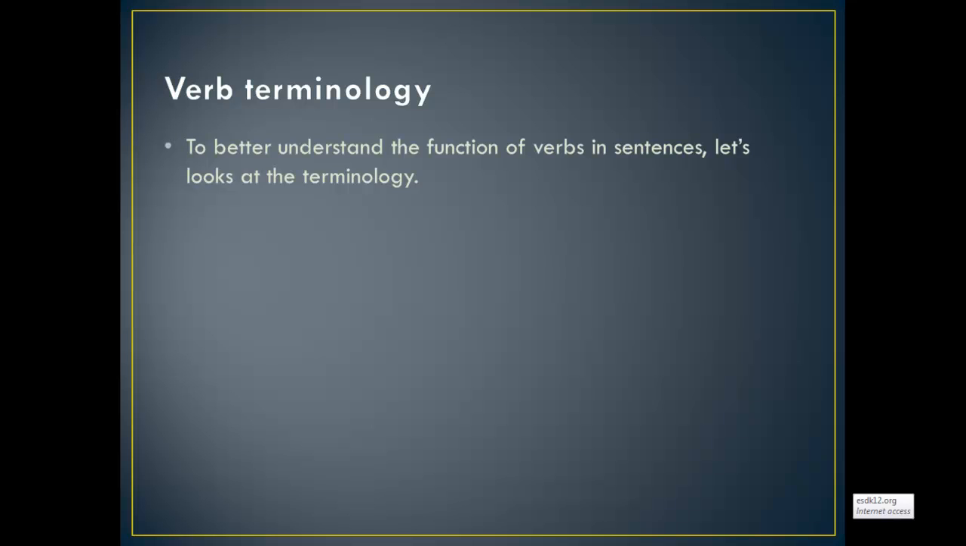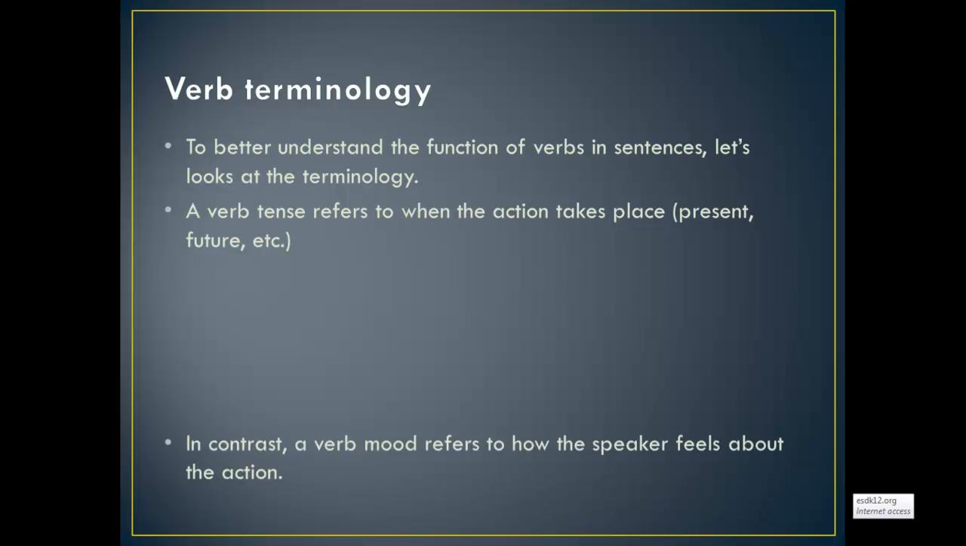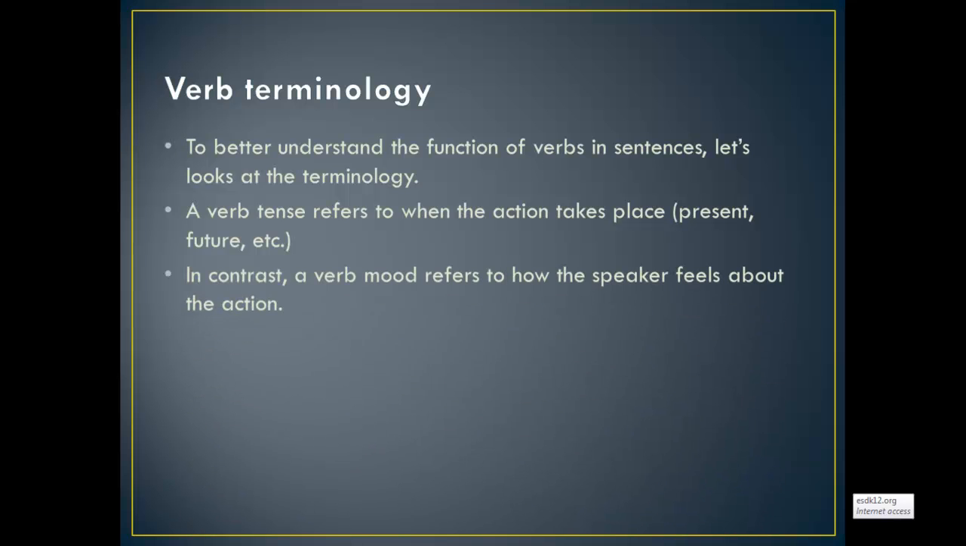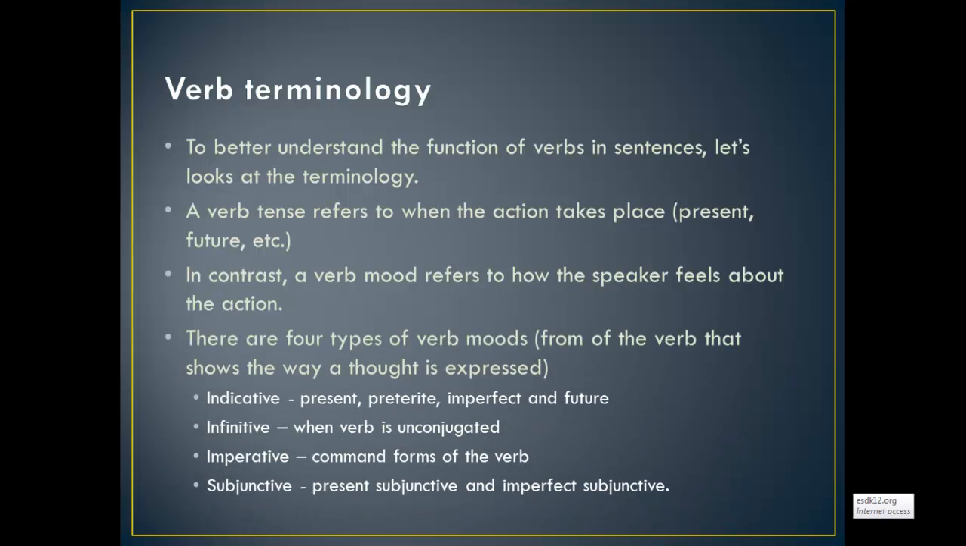A big part of the subjunctive is understanding the function of a verb in the sentence. So first we have to talk about tenses, or when the action takes place. When we talk about present, past, future, those are all verb tenses. In contrast, a verb mood refers to how I feel about the action, how the speaker is going to feel. There are 4 types of verb moods: indicative, infinitive, imperative, and subjunctive.